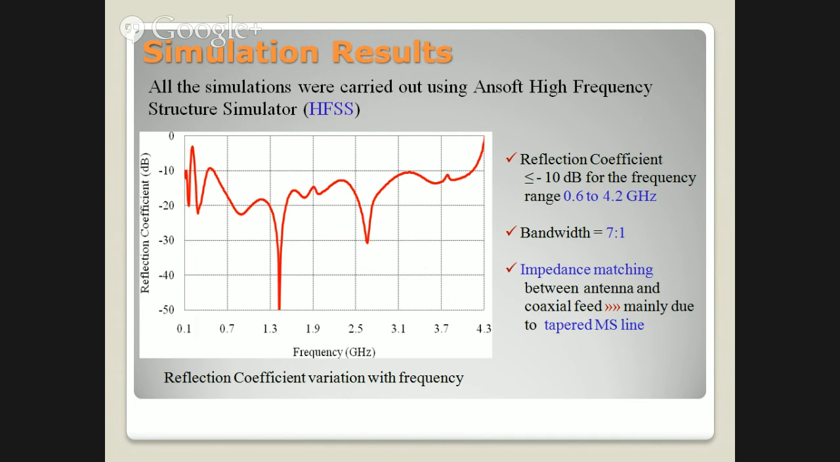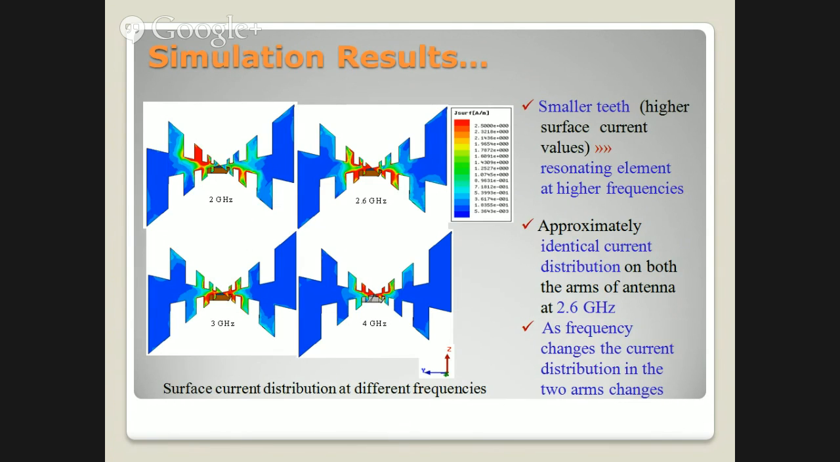Another result is the surface current distribution at different frequencies. Here we can see that the smaller teeth are resonating elements at higher frequencies, and there is an approximately identical current distribution on both the arms of the antenna at 2.6 gigahertz. And as the frequency changes, the current distribution changes in the two arms.